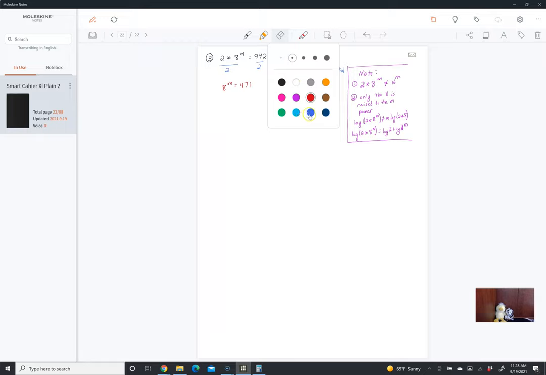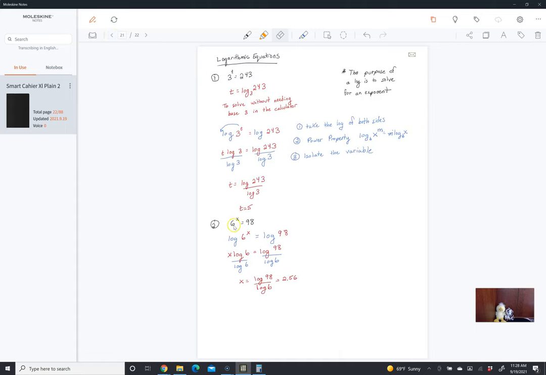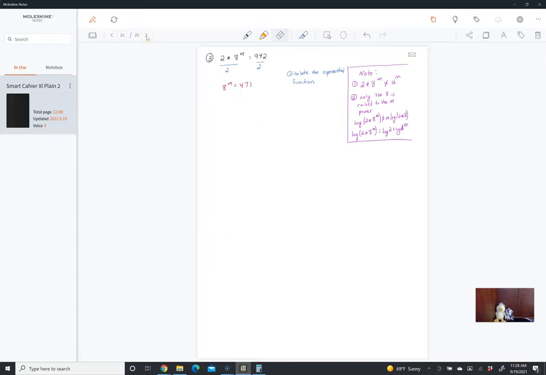And now we can proceed like we had in the past. We're going to take the log of both sides because now it looks just like these, right? We have something raised to a power is equal to a constant. So we use these three rules. Take the log of both sides, power property, isolate the variable. Nothing changed. So we're going to take the log of both sides. On the left, we have log of 8 to the m. And on the right, we have log of 471.